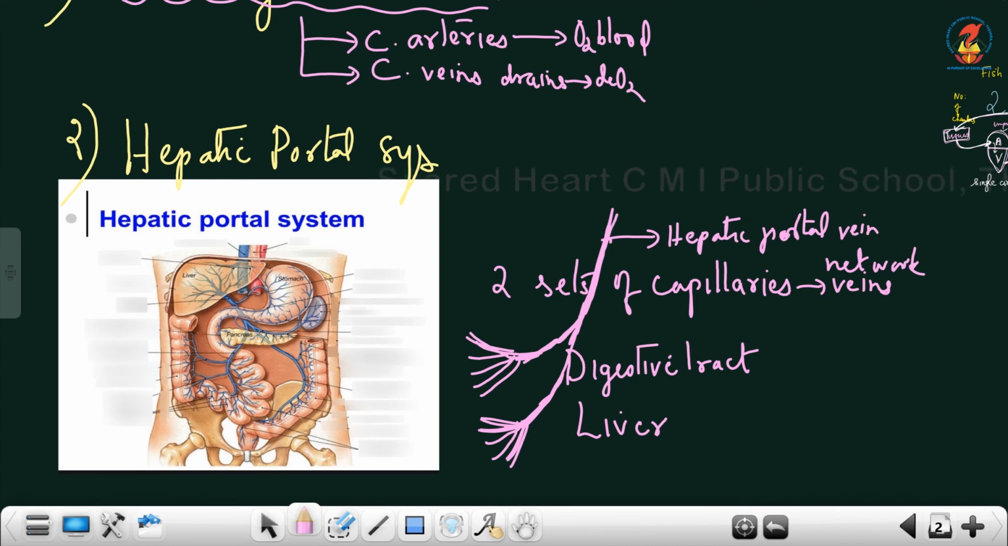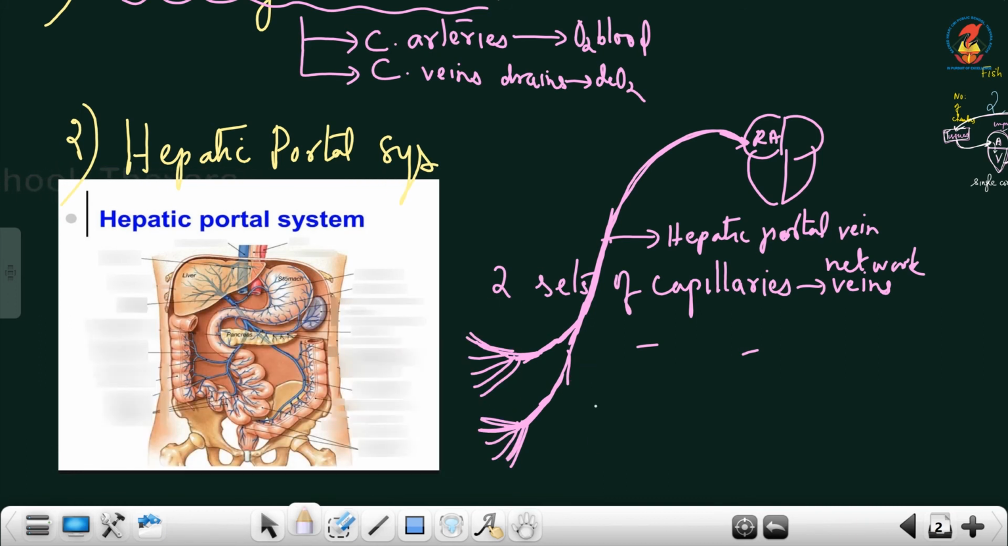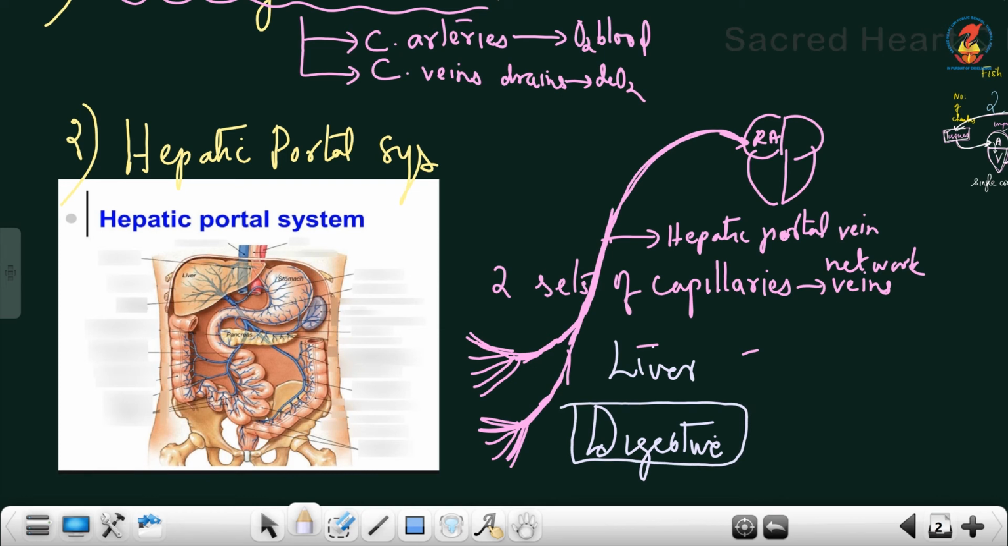And then only it drains into the right atrium. See, right atrium. Through the inferior vena cava, it is drained into the right atrium. Got it? So, you have a network of capillaries draining the blood from different parts of the digestive tract, namely the small intestine, large intestine, stomach, etc., and they unite to form a vein.